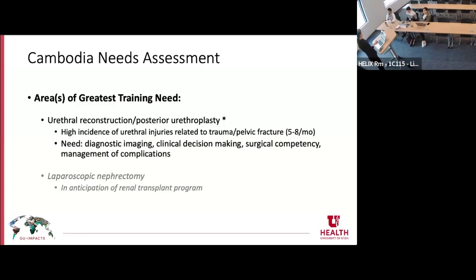And in kidney transplant, if you are starting a program, you have to start a live donor program first. And it's a very hard sell to do an open nephrectomy on a live donor in 2024. So if you can get good at laparoscopic nephrectomies on cancer patients, you can help build the capacity you need in order to then offer transplant programs in the future.